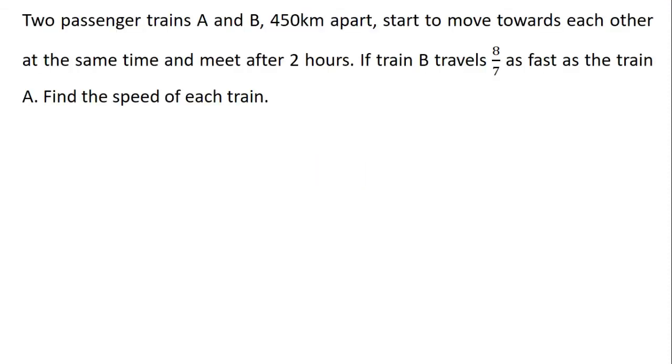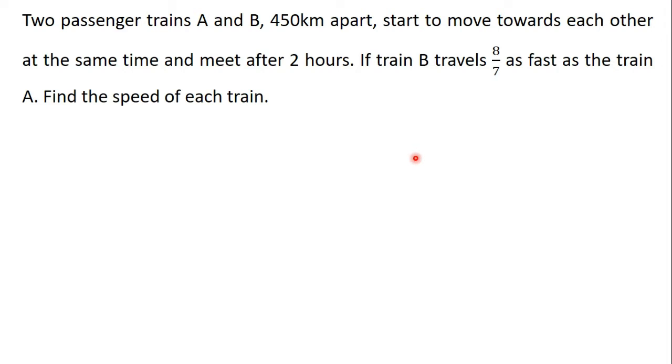Two passenger trains A and B, 450 kilometers apart, start to move towards each other at the same time and meet after 2 hours. If train B travels 8/7 as fast as train A, find the speed of each train.